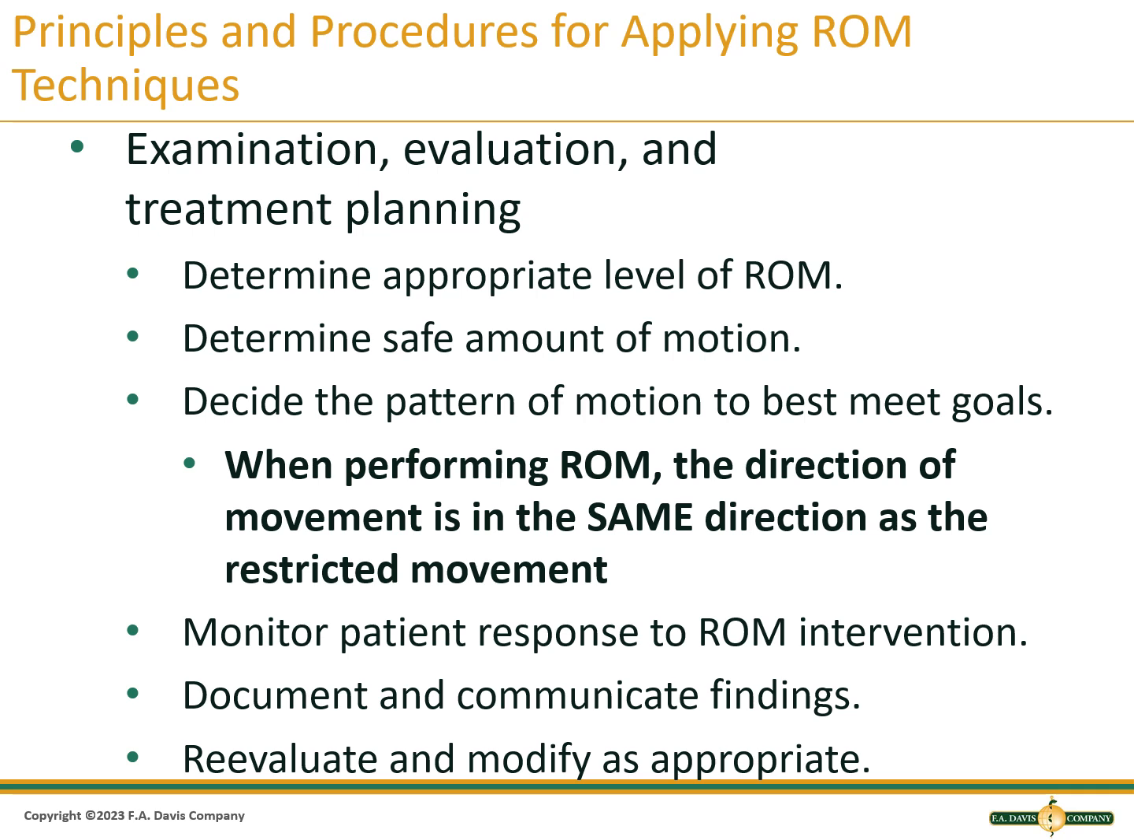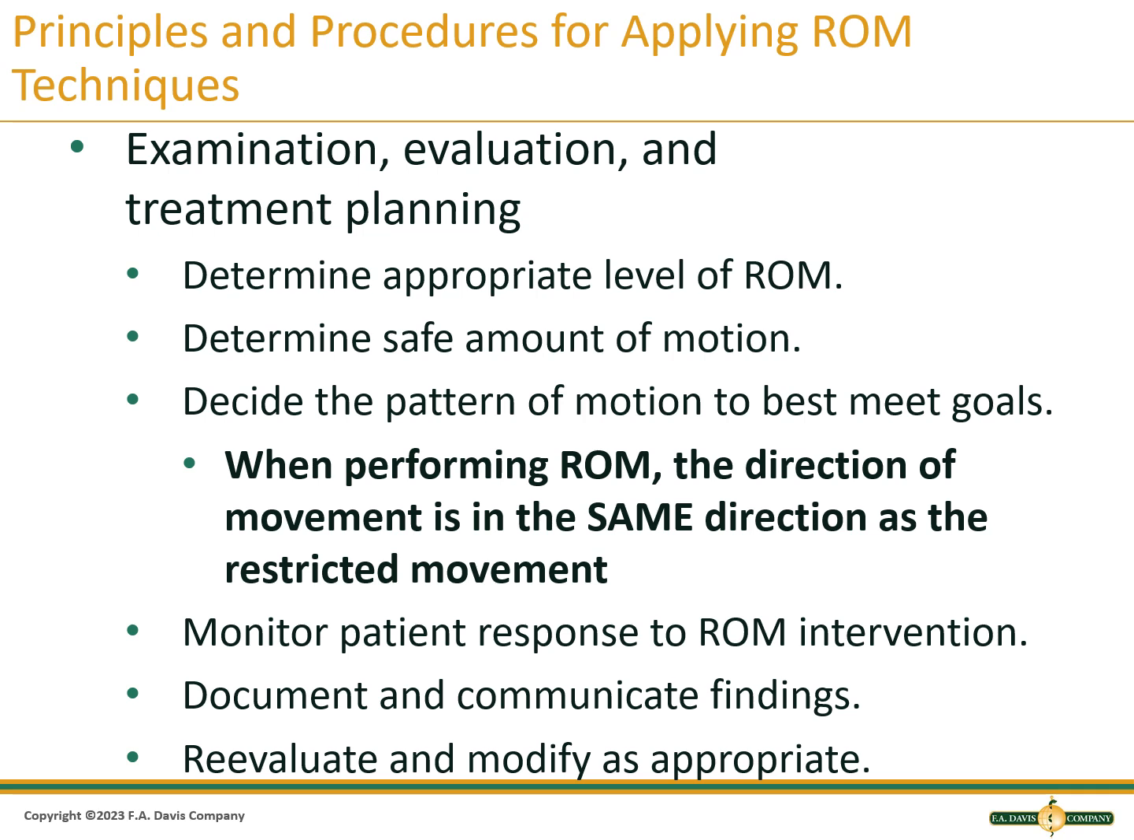We want to decide the pattern of motion that's best to meet the goals. So when we're performing range of motion, the direction of movement is the same as the direction of the restricted movement. So if my patient has restricted internal rotation of the shoulder, I'm going to perform range of motion into internal rotation, trying to increase that range without stretching anything. Just remember, taking it through the range that doesn't provide resistance. And so we have to be able to determine with this patient where's their restriction and what is the correct way to move them.